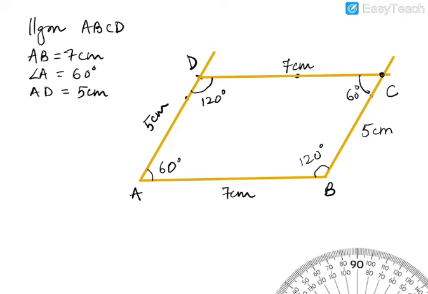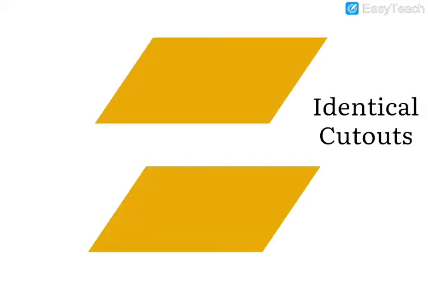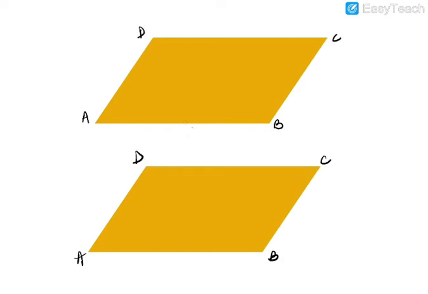Once you have constructed this parallelogram correctly using these measures, then you have to obtain two identical cutouts of this parallelogram using same colored marble paper. So let's say these are the two cutouts of the parallelograms that we want. Label these cutouts of parallelogram as ABCD. Now mark the midpoint of AB as E in both parallelograms.